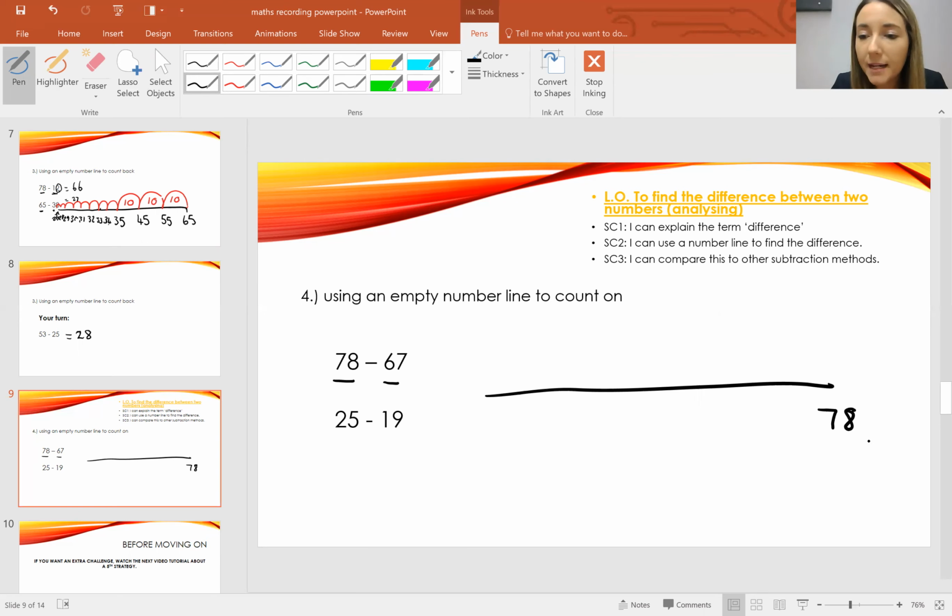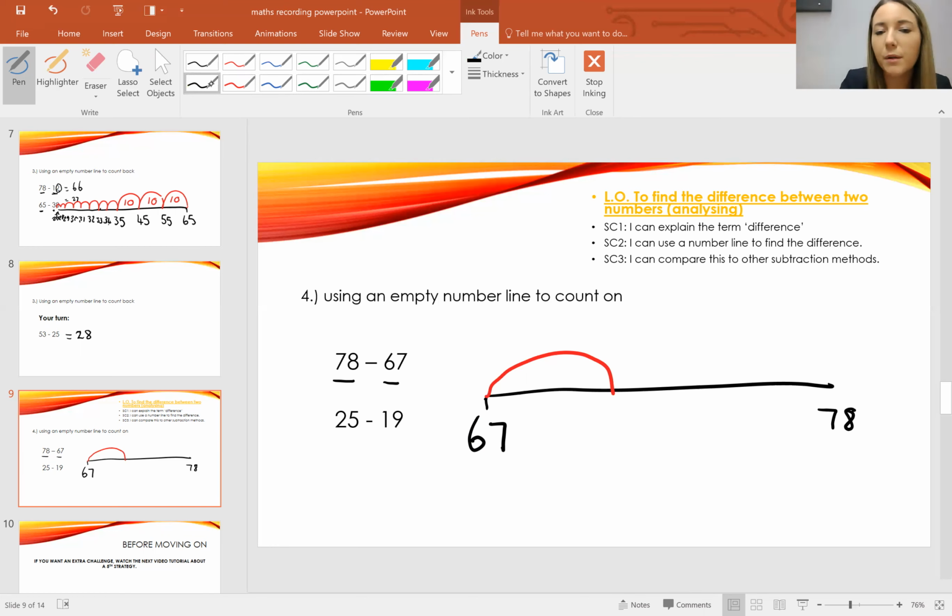So we can put our minuend over here, our subtrahend over here, and count to see how many numbers are between. So I'm going to do this by using my number bonds and saying, how many more do I need to get to the next 10? The next 10 after 67 would be 70.